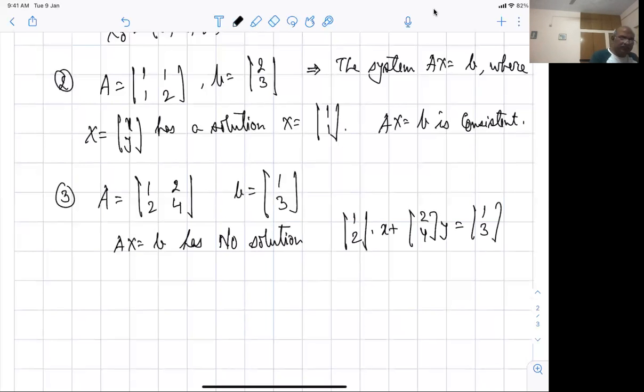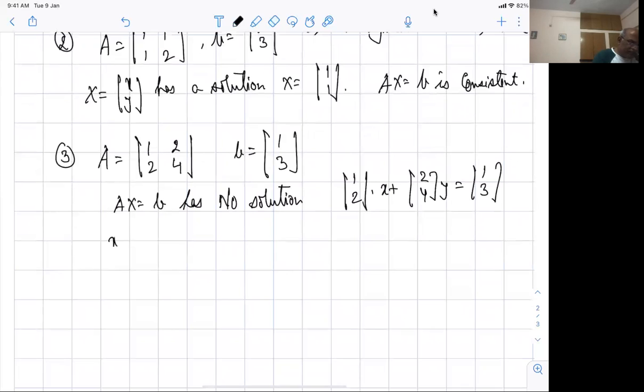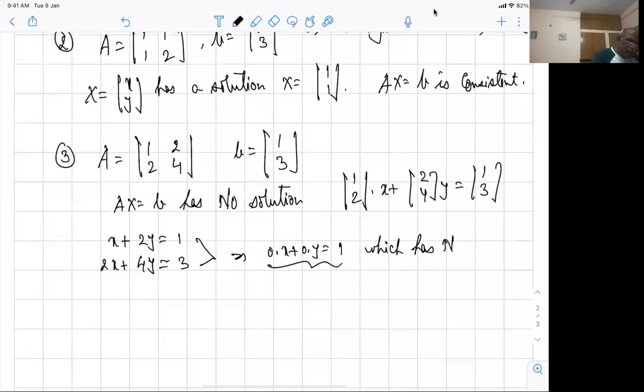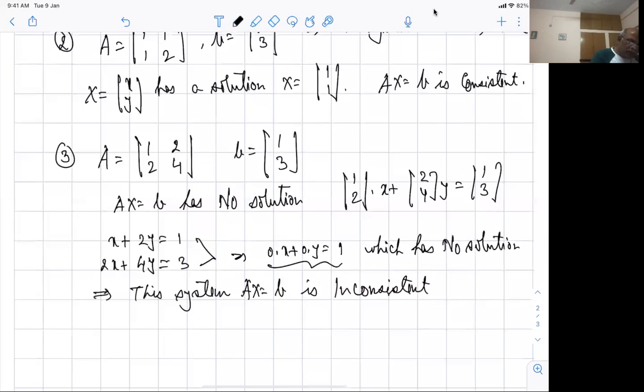I have some issue here, in the sense that the first equation says x plus 2y is equal to 1. The second tells me that 2x plus 4y is 3. And these two together will imply that 0 times x plus 0 times y is equal to 1, which has no solution. No solution. And this implies that this system Ax = B is inconsistent. Fine.